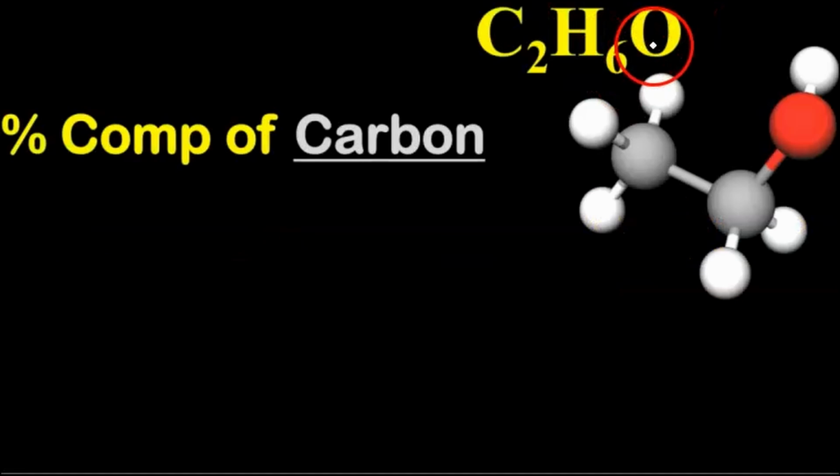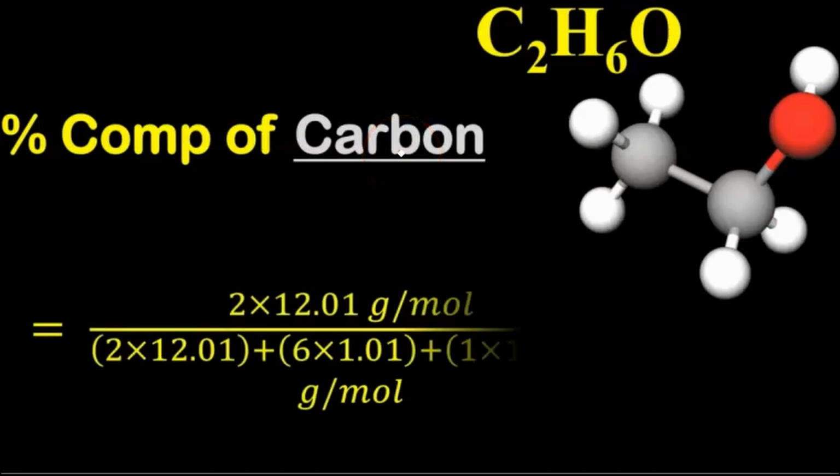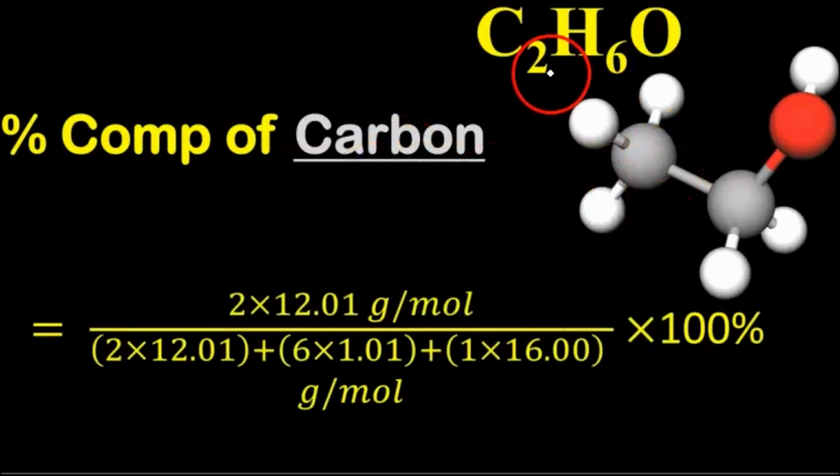Let's look at ethanol as an example here. This is our molecule, C2H6O. This is the molecular formula. And we can ask, what's the percent composition of carbon? Well, we'll use that same equation. There's 2 carbons for every molecule. So there's 2 times the molar mass of carbon, 12.01 grams per mole.